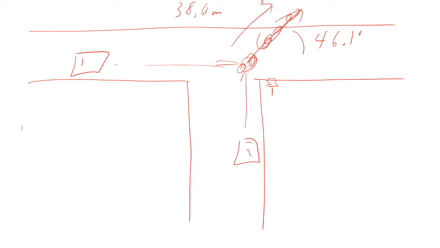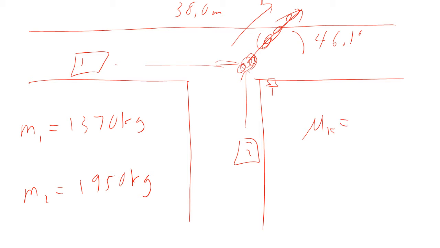So what they do is they determine the mass of the car 1, 1370 kilograms. They determine the mass of car 2. So the mass of car 2 was 1950 kilograms. Okay. Then they slide the tires along the road surface to find the kinetic friction between the tires and the road is going to be 0.741. They measure the skid marks. Skid marks tell them it actually did slide 38.0 meters.